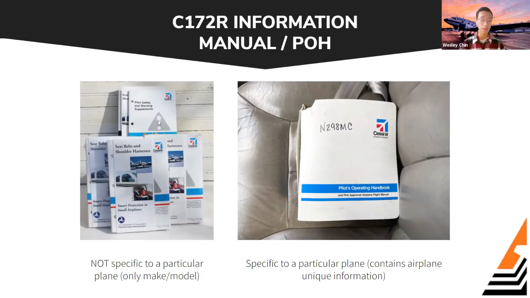So those are specific to the 172R, but they're not specific to a particular plane, right? So when you actually go do your pre-flight, what you're checking for is your pilot's operating handbook, your POH, right? That is specific to your particular plane. So even though it's a 172R, it's specific to that certain airplane because it does contain airplane unique information that we'll talk about. For example, you can't take out the POH for 8 Mike Charlie and switch it into 493 Romeo Mike, even though they're both 172R models.